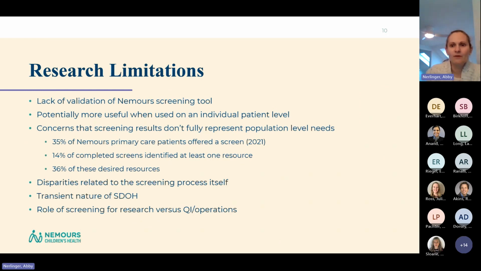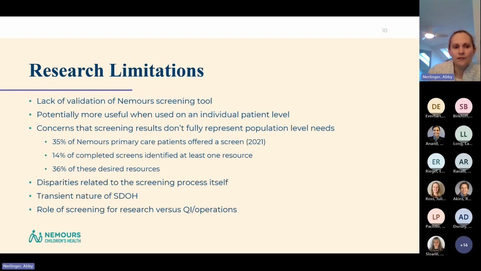But if you use a social determinant screening tool, the question is, well, what is your actionable step, especially if the family doesn't feel that they need resources or the resources aren't available in the community? So I think even though it's not validated, it's potentially useful as long as that limitation is acknowledged in your discussion. The screening results are potentially more useful to inform patient care on an individual level, and there are some concerns that the screening results don't fully represent population level needs because of a few points I've highlighted below.